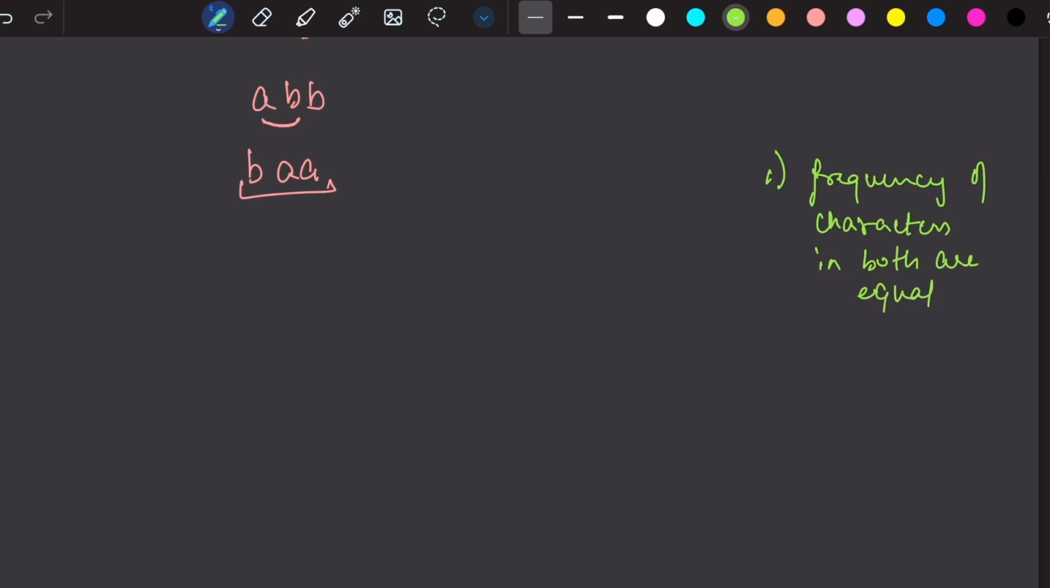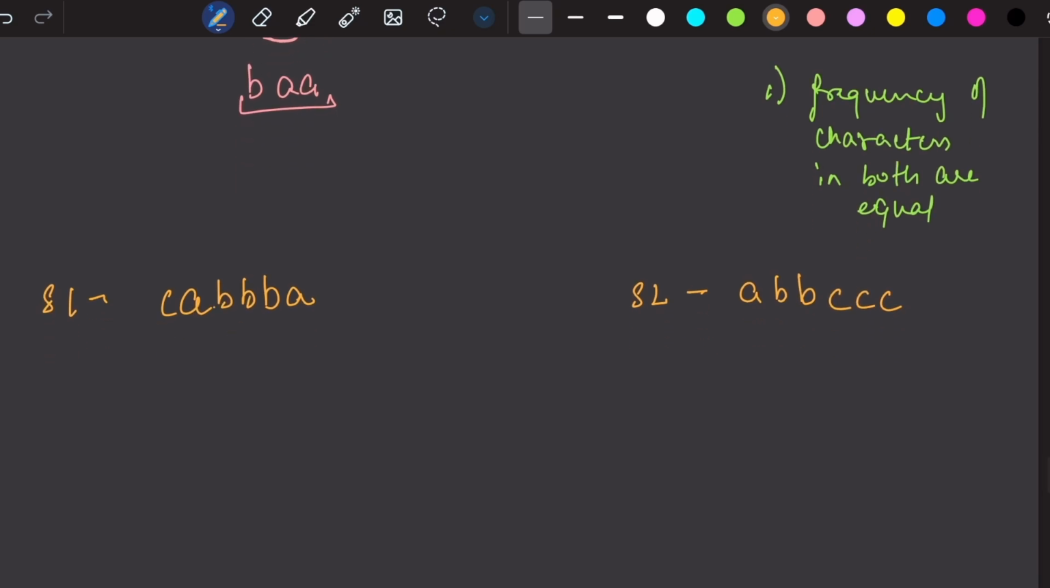First thing was that we considered. Now if we take another example, let's just say S1 is C A B B B then A, and S2 is A B B 3 times C, right? So now how can we get this?